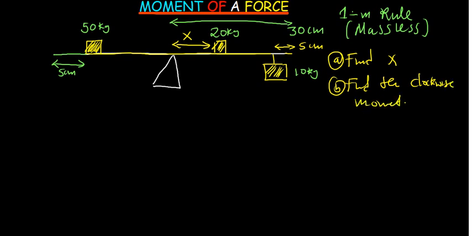Okay, starting with the first one, if you want to find x, we need to look at all the clockwise moments. They should be equal to the anti-clockwise moments. So all the moments going in this direction should be equal to all the moments which are going in this direction, because this ruler is what is balanced. So to be able to do that, let's first look at the moments in this direction. That is going to be F1 multiplied by D1. This should be equal to all the moments in this direction.